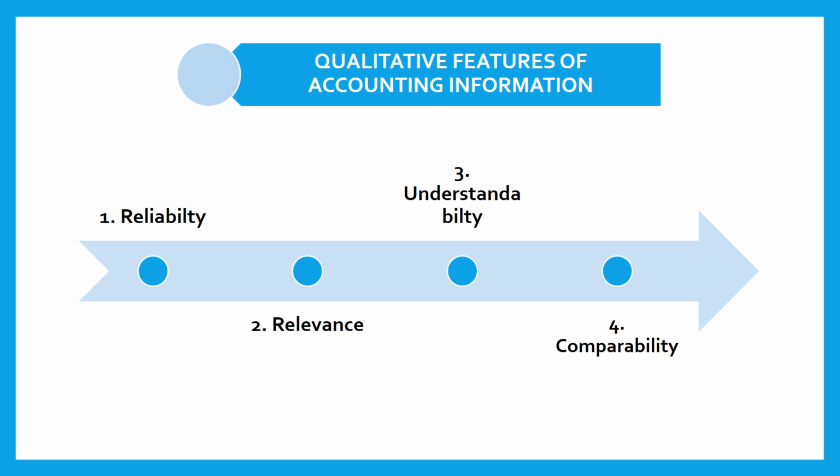First one is reliability. Accounting information must be reliable. Reliability of information means that information must be verifiable. That information must be supported by some proof, some evidence, some source documents. So if any interested party wants to verify whether this accounting information is authentic or not, that can be verified with the source available, with the evidence and proof which is available in documentary form.